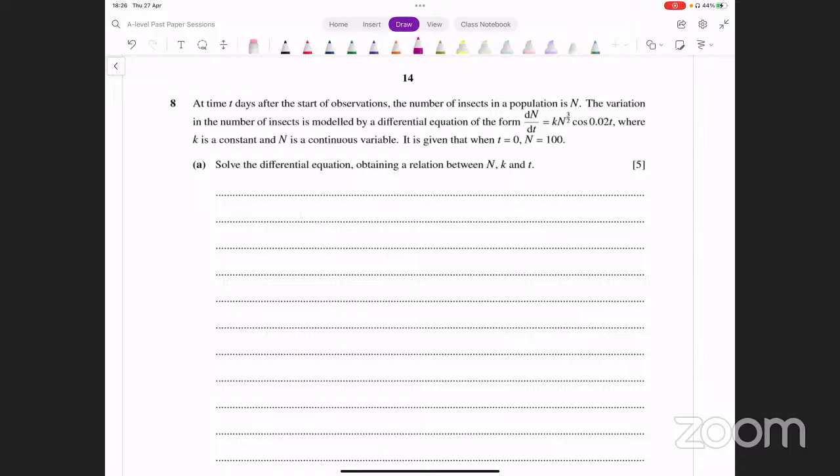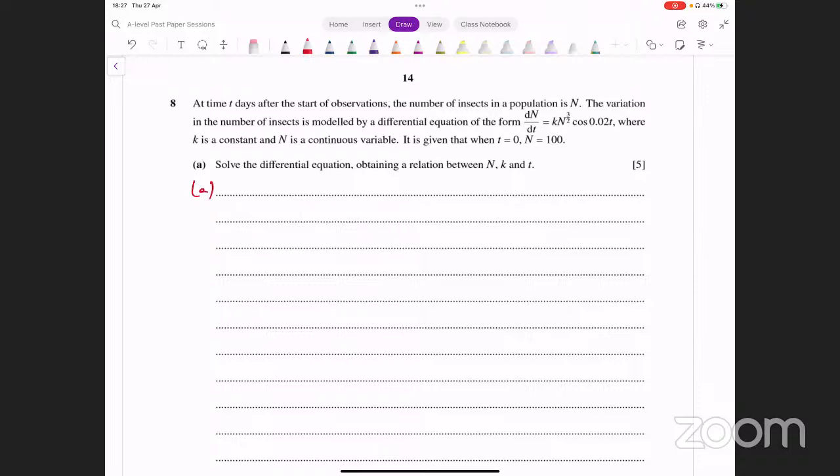Question number 8 from this paper. It says at time t days after the start of observations, the number of insects in a population is n. The variation in the number of insects is modeled by a differential equation of the form dn over dt equals this thing, where k is a constant and n is a continuous variable. It's given that t equals 0 when n equals 100. We need to solve this differential equation, obtaining a relation between n, k, and t.